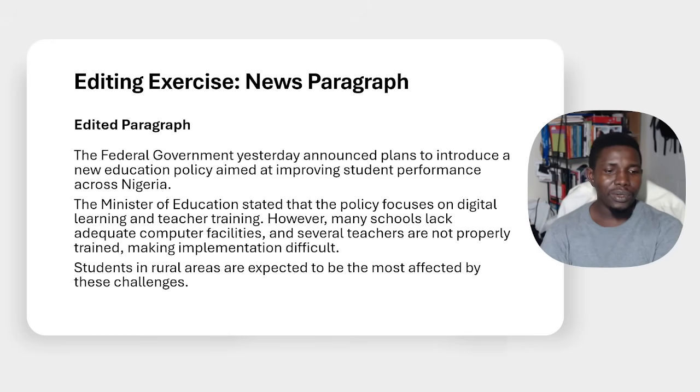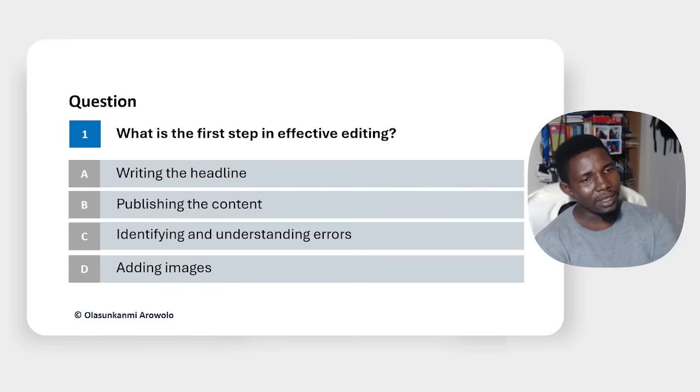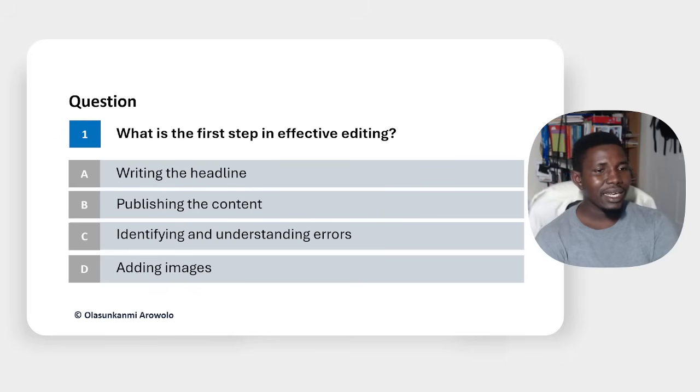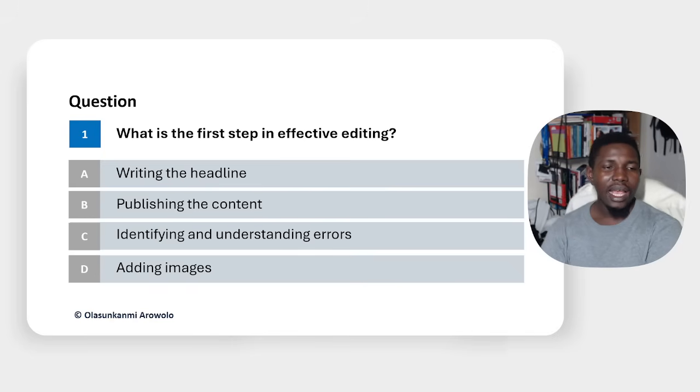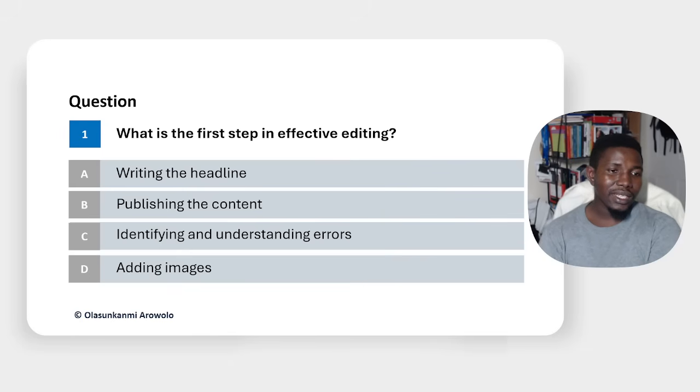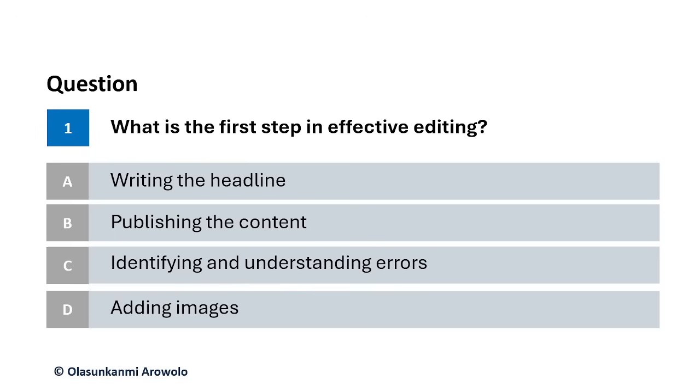All right, let's take a quick quiz. What is the first step in effective editing? Is it writing the headline, publishing the content, identifying and understanding errors, or adding images? Will it be all about writing headline? Will it be all about publishing content? Will it be identifying and understanding errors, or will it be adding images?